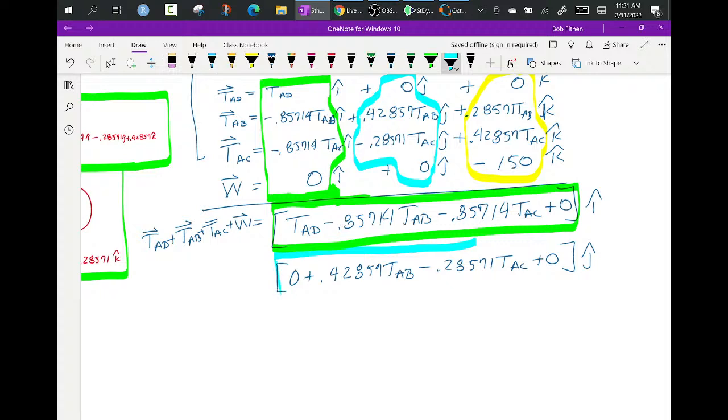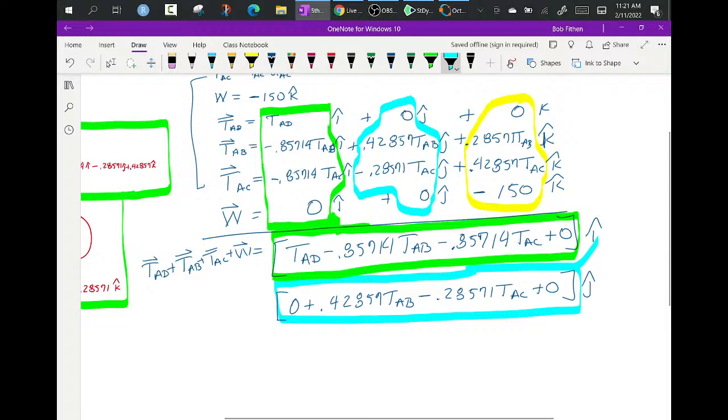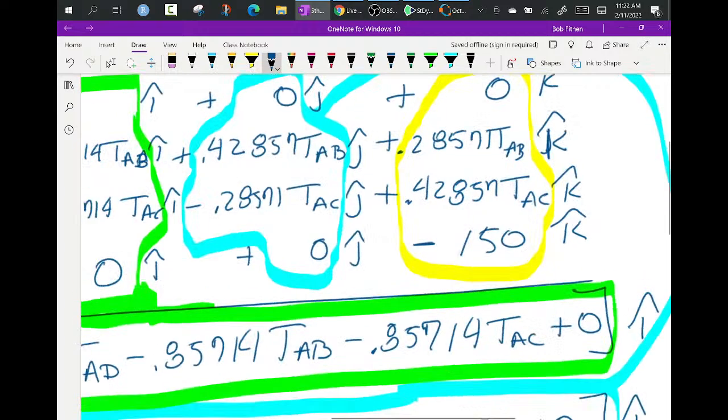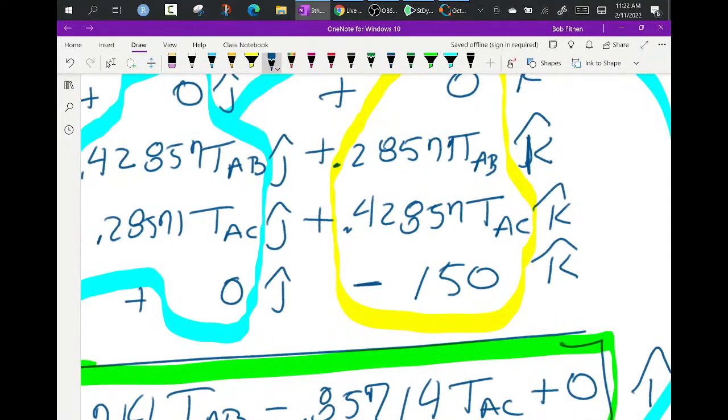Okay, so this is nothing more than the blue up here. And then the final one will be the component here, all listed down here, which will be 0 plus 0.28571 TAB. If you zoom in on it, that is a 1, and this is a TAB.